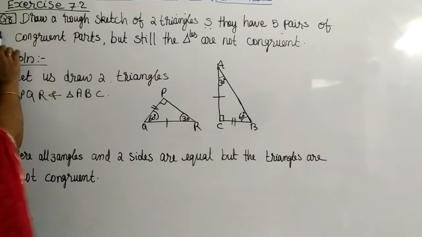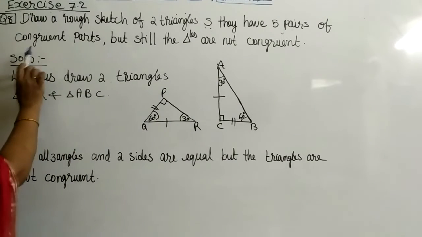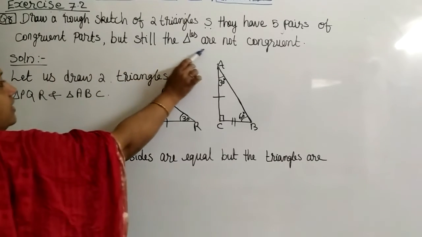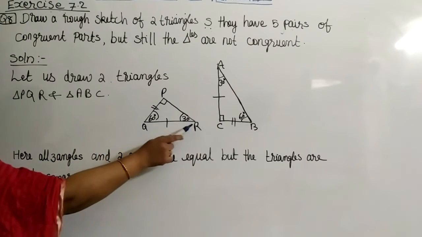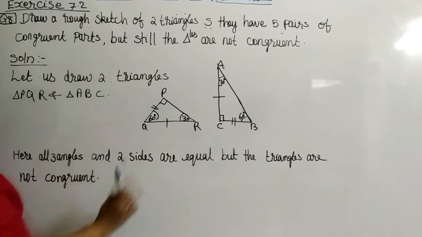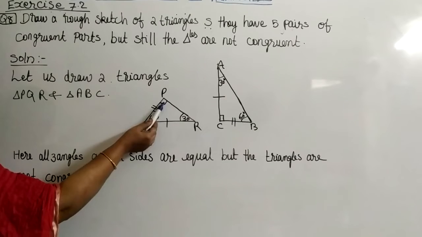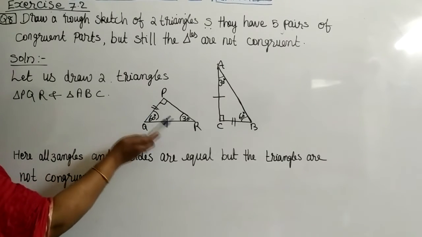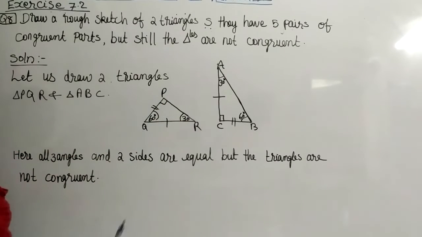Now question number 8. Draw a rough sketch of two triangles such that they have 5 pairs of congruent parts, but still the triangles are not congruent. Children, first of all you have to draw two triangles. Any name you can give, PQR and ABC. Two right angle triangles we have to draw. Here triangle PQR and triangle ABC have been drawn. Mark the measures 60 degree, 30 degree and 90 degree, and this side is equal to this side CB and QR is equal to this side AC.